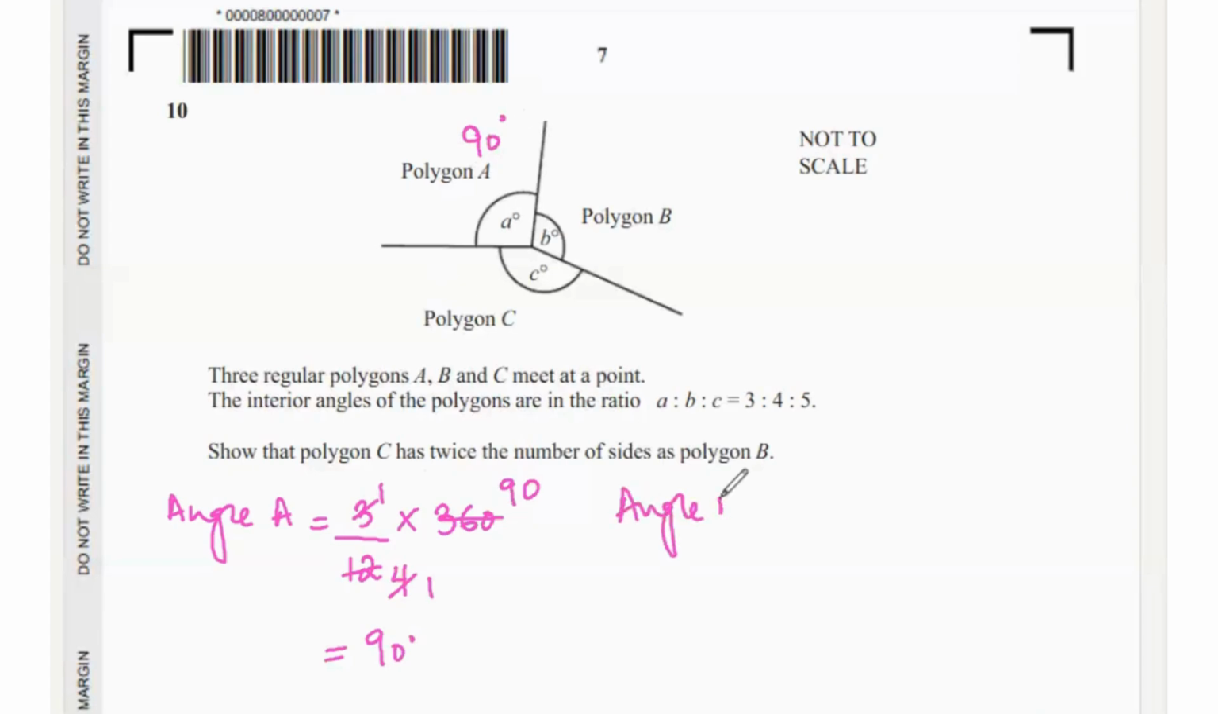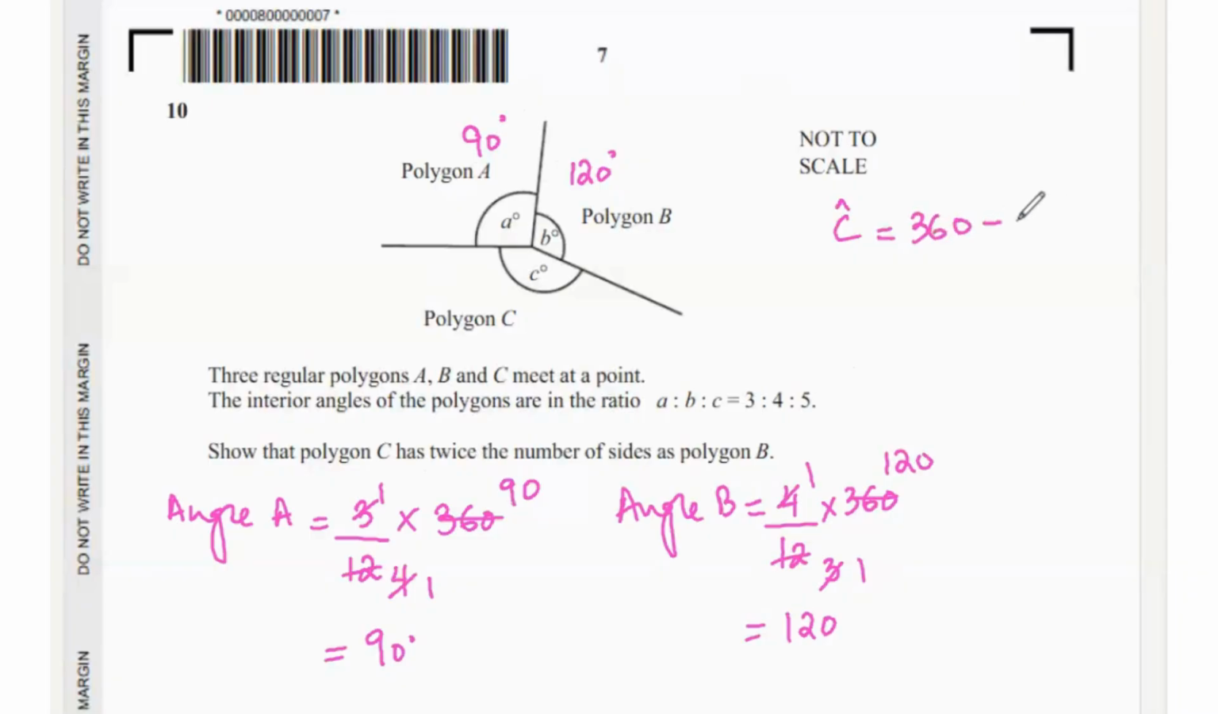Angle B is going to be 4 over 12 times 360. So this is 4 ones are 4, this is 3, 3 ones are 3, and this is 120. So that's 120 degrees for B. And for C, you can just do 360 minus 120 minus 90, and that gives us 150 degrees.